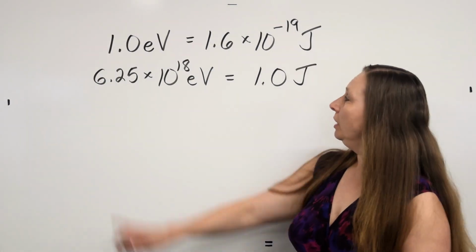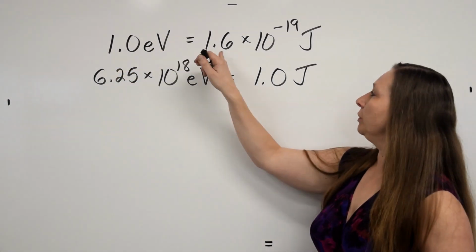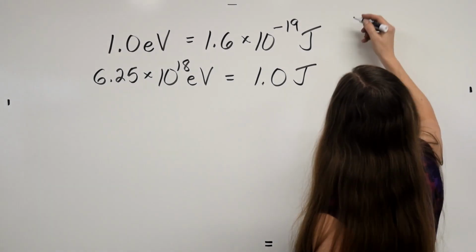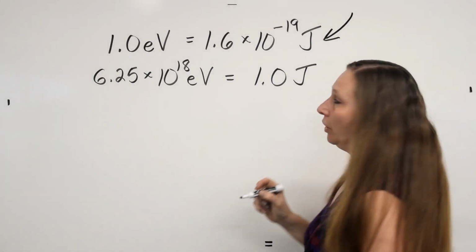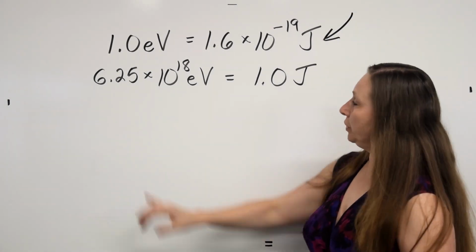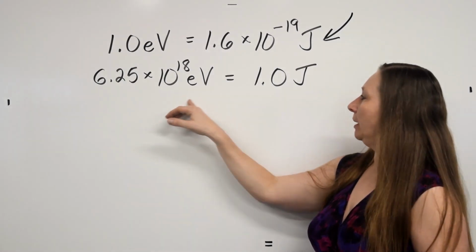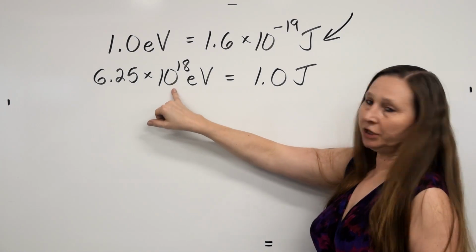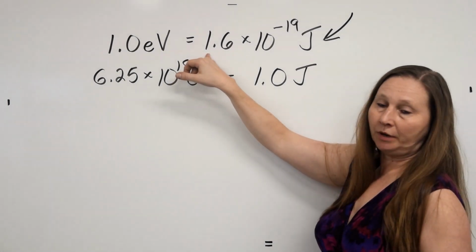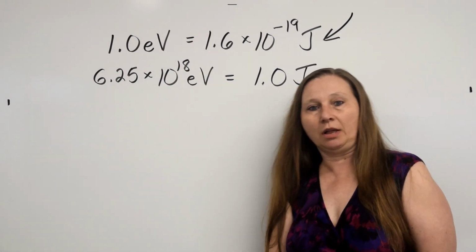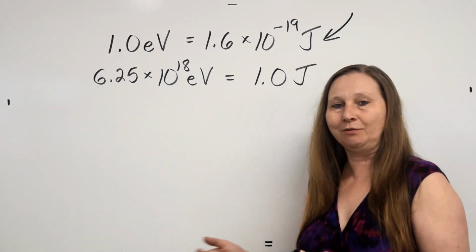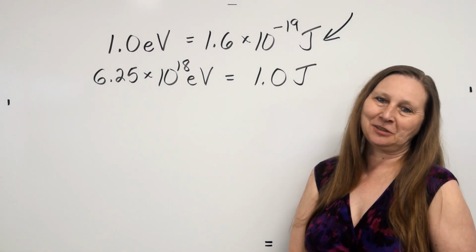Given that we know that 1 electron volt is equal to 1.6 times 10 to the negative 19 joules, and remember, this is the equality that is on your reference tables, and we also know that 6.25 times 10 to the 18th electron volts is equal to 1 joule, we figured this equality out based upon this one. We can use either of these equalities, it doesn't matter, to convert electron volts to joules or joules to electron volts. Let's do that now for practice.